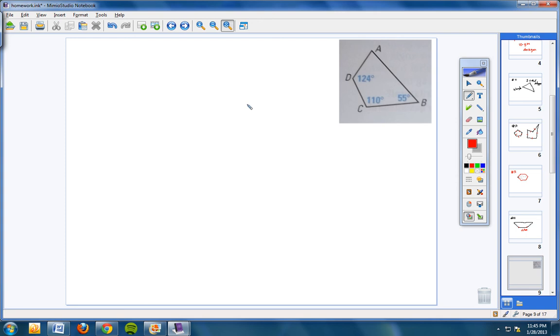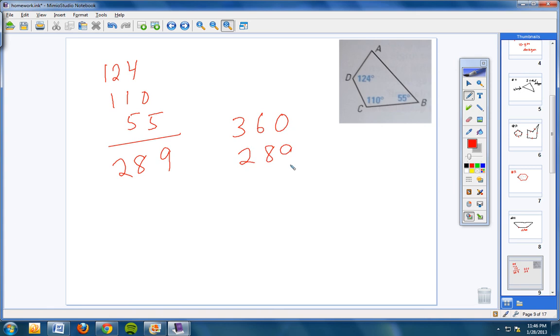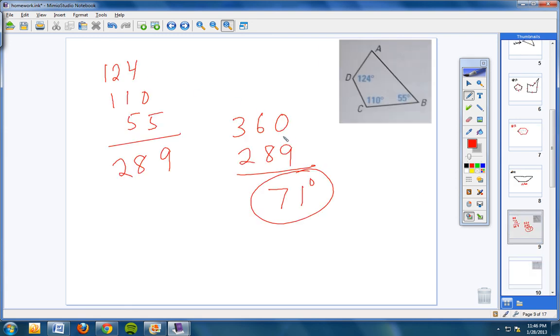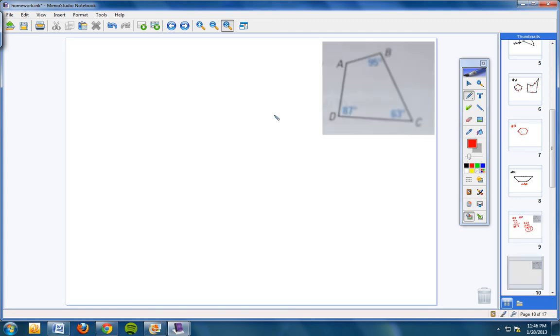All right, number 15. They're asking us to find the measure of angle A. Well, students, this is really almost embarrassing. It's so easy. There's your three angles. Add them up, and you get 289. And remember, all four interior angles in a quadrilateral have to add up to 360. And so if you subtract, you will get 71 degrees. Okay? Let's go on to the next problem. I should have labeled this number 15. All right, number 15. And now let's take a look at number 16.